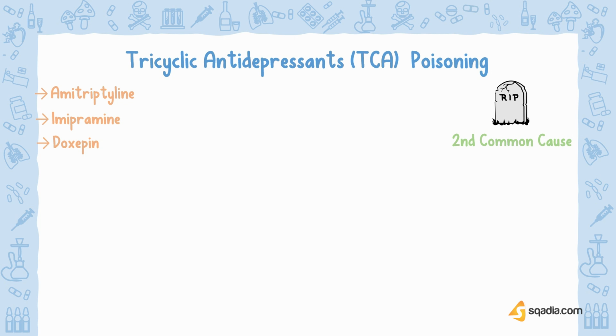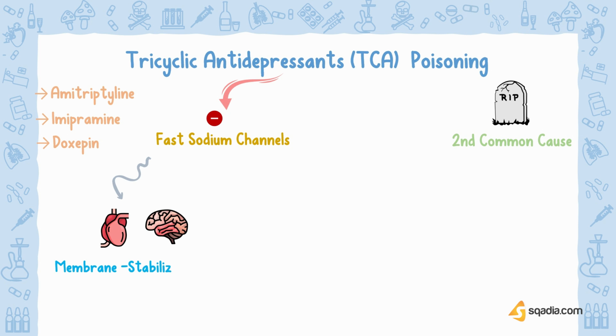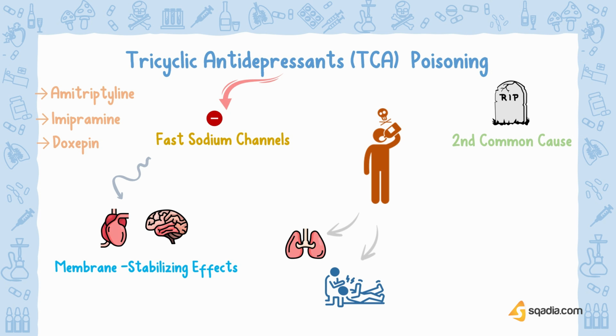The toxic effects of tricyclic antidepressants are mainly a result of blockade of fast sodium channels, resulting in membrane stabilizing effects on cardiac and neurological cells. Toxicity following overdosage arises mainly from central anticholinergic effects like respiratory depression, hallucinations, convulsions, and cardiotoxicity. The most common arrhythmia observed in patients is sinus tachycardia as a result of an atropine-like effect.